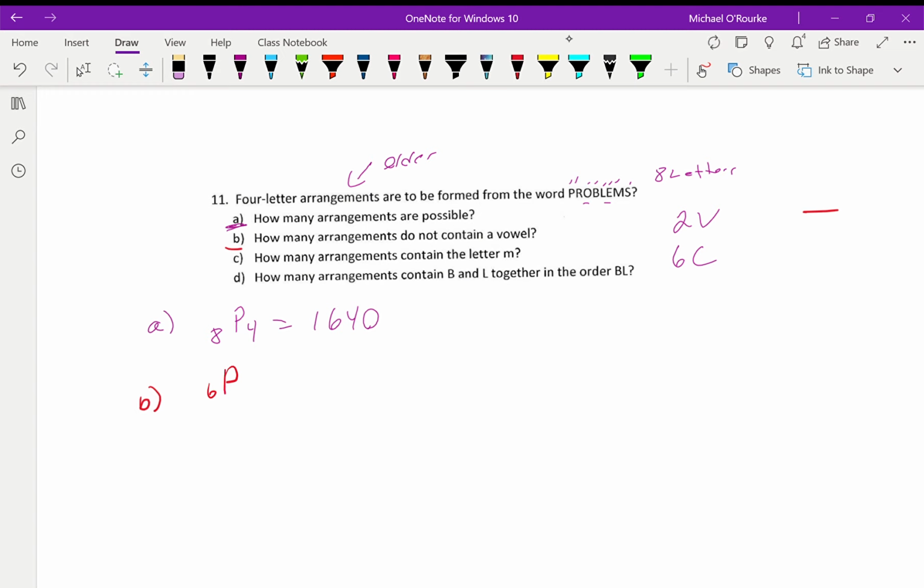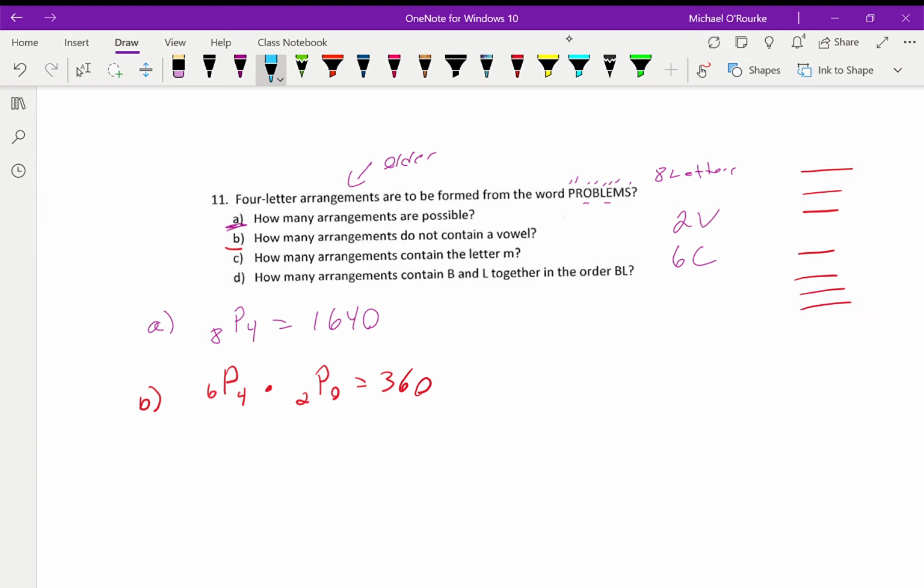So 6P4 times, I have 2 vowels, 2P0. Okay, so 6P4 times 2P0 is going to be 360 possible orders. Now, how many arrangements contain the letter M?